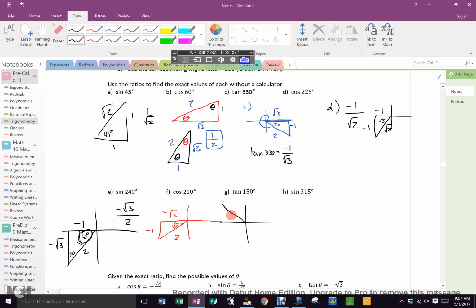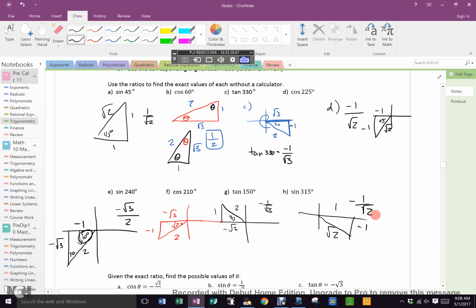It's out here this time, right? Here's the 30. There's the 1, it's positive. There's the -√3, there's the 2. So what is it? -1 over √3. And sine of 315, down here. 315? 45, 45, 90. So that's 1, negative 1, root 2. What's sine of 315? Negative 1 over root 2.